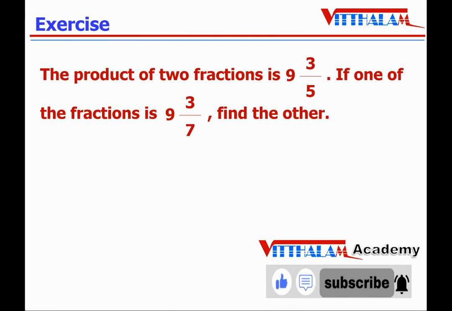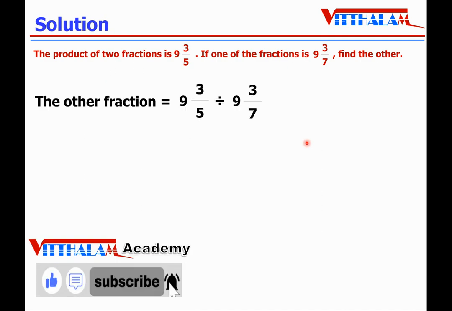Let's do one more. The product of two fractions is 9 3 by 5. If one of the fractions is 9 3 by 7, find the other. So the product of two fractions means the multiplication of two fractions. This is the answer, and one of the fractions is 9 3 by 7. Find the other. So to get the second one, we know the product is this and one of them is this. To find the other, the product divided by this is the answer. Let's solve. The other fraction will be the product divided by 9 3 by 7, the other fraction.